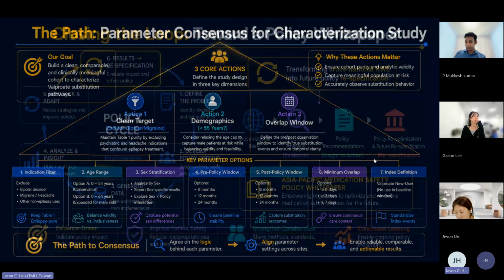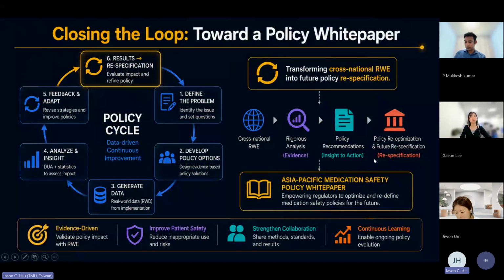So finally, we must close the policy loop. The ultimate destination of this cross-national research is not just another publication, like another paper in the journal, but our vision is to transform this robust cross-national real-world evidence into actionable policy recommendations. So we aim to synthesize our findings into Asia Pacific medication safety policy white papers, and to distribute this white paper as a powerful data-driven tool to empower regional regulators and healthcare leaders to optimize and redefine medication safety policies in the future, making clinical decisions safer for patients across the globe.